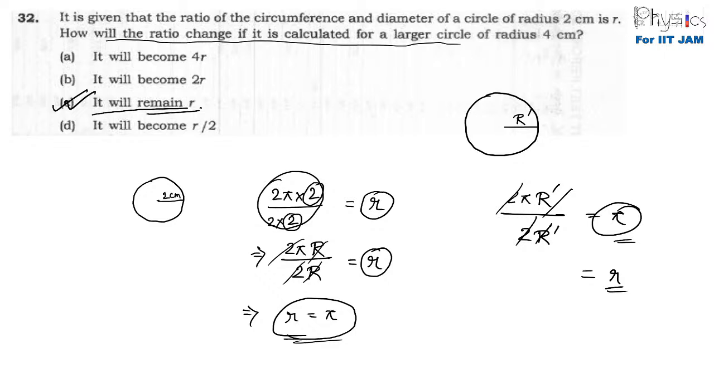Is it clear, everyone? Yes, Malaya. The ratio will always be pi, and pi is equal to R here, so it will remain R. So I think you have no doubt, and I should proceed to the next question.